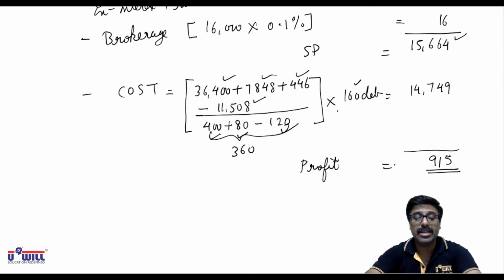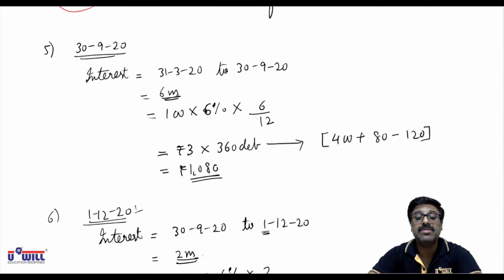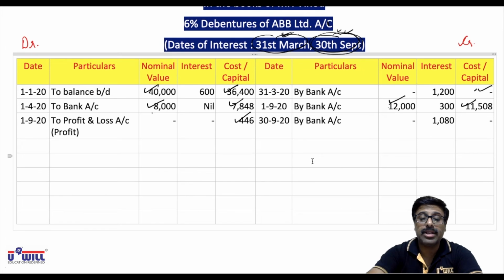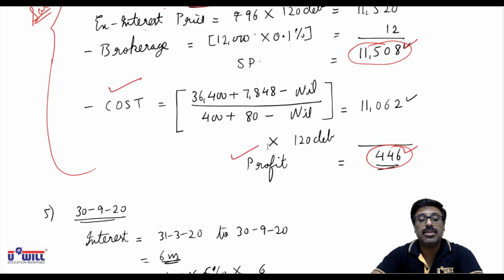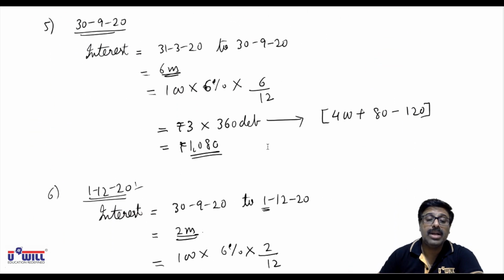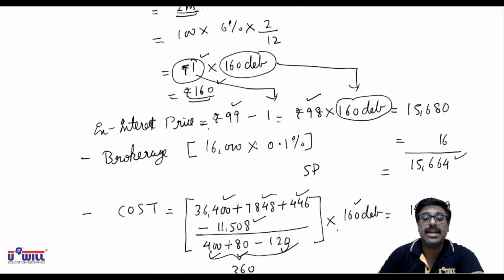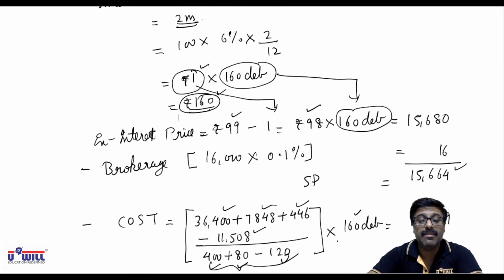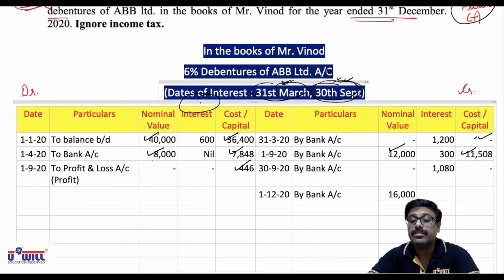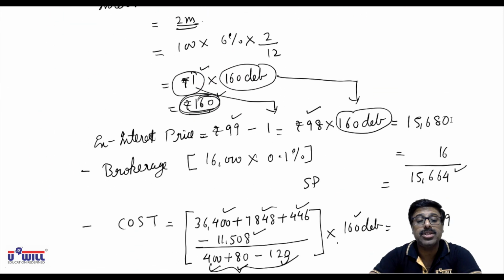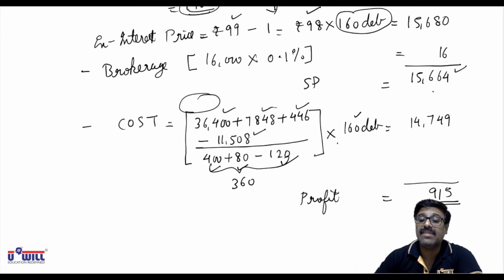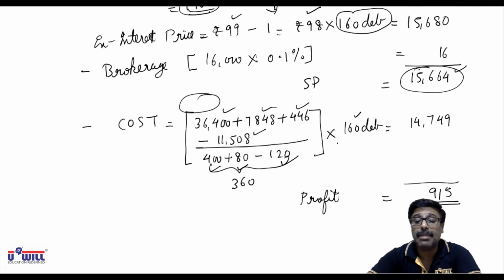So this lengthy working is to be done whenever investments are sold. Now sold means we will write on credit side. So all of you write down on credit side 1st December 2020 by bank account. Nominal value 16,000. Interest column, what is the interest we calculated in the workings? 160. So interest will come 160. Then in capital column we'll record the ex-interest price after deducting brokerage. So that selling price comes to 15,664. That will come in the capital column.